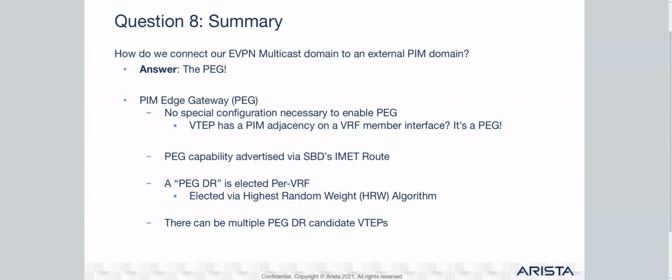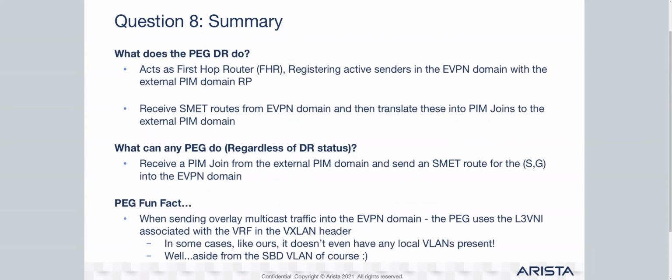So in summary, how do we connect to an external PIM domain? The answer, the PEG. As we saw, there's no real special configuration outside of enabling PIM on the VRF, specifically on a member interface in that VRF, and establishing a PIM neighbor adjacency. Ta-da, PEG. The capability for a device to act as a PEG is advertised as part of the IMET route, so part of those multicast flags. And then we have a PEG DR elected per VRF, and we saw what the responsibilities of the PEG were through our little examples there.